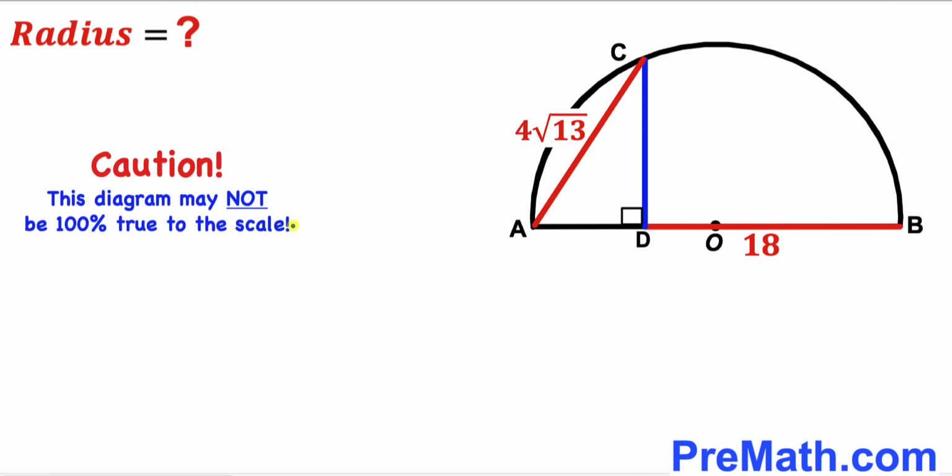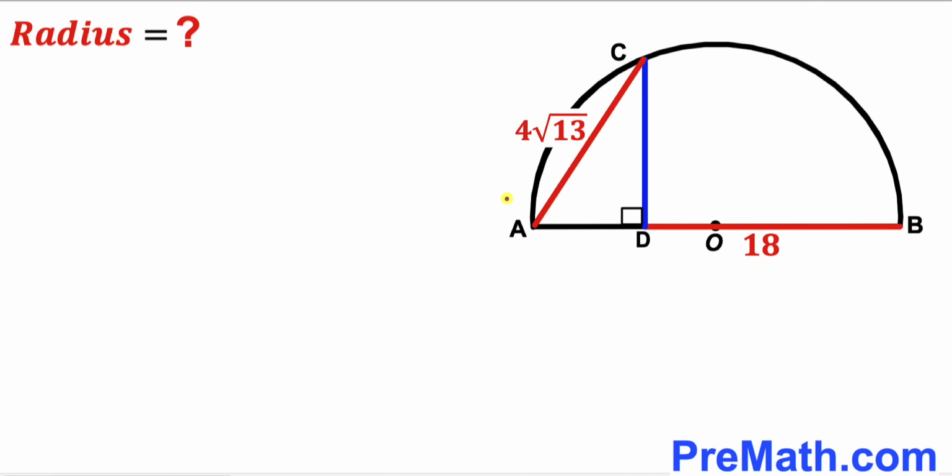And please keep in mind that this figure may not be 100% true to the scale. Let's go ahead and get started. And here's our very first step, since we are going to calculate the radius of this semicircle. So I'm going to label the radius as lowercase r. And furthermore, I'm going to label this perpendicular CD as x.